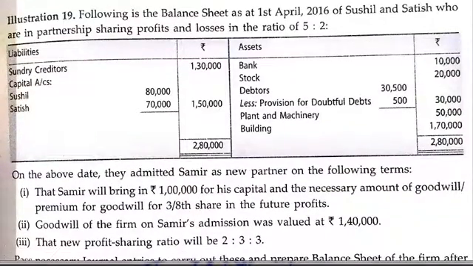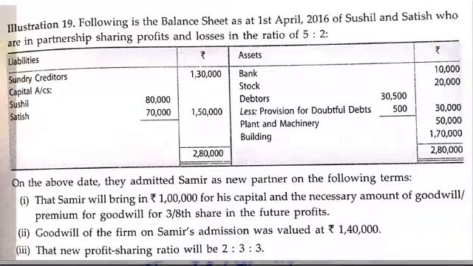Following is the balance sheet as at 1st April 2016 of Sushil and Satish, who are in partnership sharing profits and losses in the ratio of 5:2. The balance sheet is given, and there are two partners, Sushil and Satish, sharing profits in the ratio of 5:2. What are the assets? Bank, stock, debtors, plant and machinery, building, and the liabilities are sundry creditors and capital accounts of Sushil and Satish.